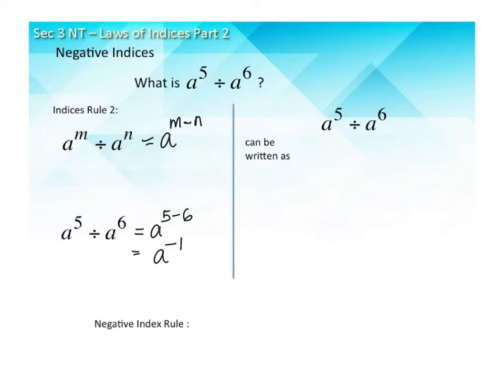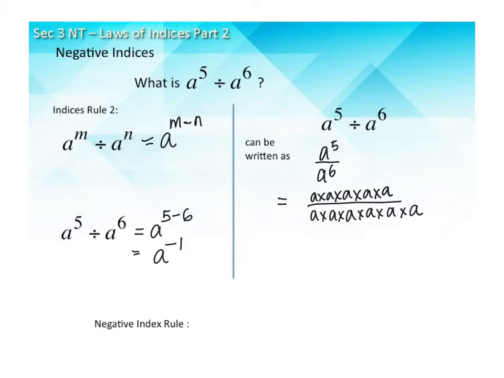Let us take a look. I can write a to the power of 5 divided by a to the power of 6 as a to the power of 5 over a to the power of 6. And this can be written as a times a all the way 5 times. And this will be a to the power of 6, so it will be 6 times. So now when we have fraction, I'll need to cancel out the common factors.